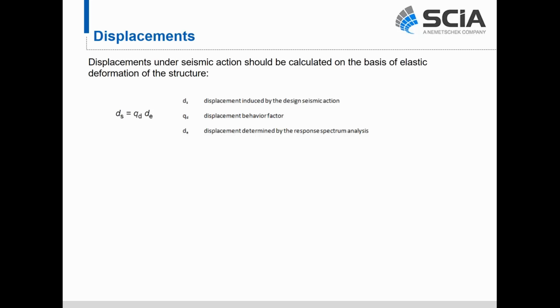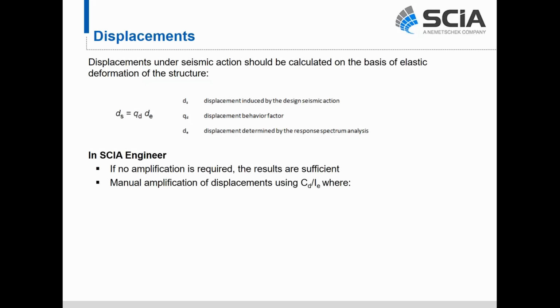Now, displacements under seismic action should also be calculated on the basis of this elastic deformation of the structure. In SCIA, there's a couple different things that you can do with this, right? You have the option to just not amplify the displacements. If no amplification is required, then the results are sufficient, and we can utilize those results in the design of the system and the checks for story drifts and so on. You can also do a manual amplification of the displacements using the Cd over I factor, and we can just create that in a load case or in a load combination.